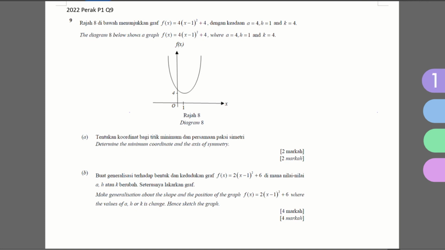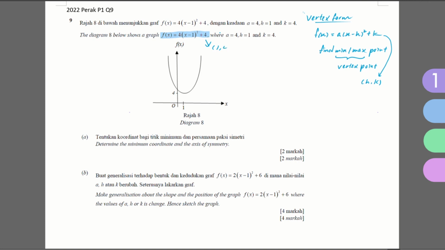In this question, what we can highlight is this quadratic function, which is in the vertex form. Before answering these questions, we need to understand how the vertex form helps and what A, H and K represent. The usage of vertex form is to help us find the minimum or maximum point, in other words, the vertex point. To find it, we can just extract the values of H and K to obtain the point. Using the function as an example, the vertex point would be 1 and 4.